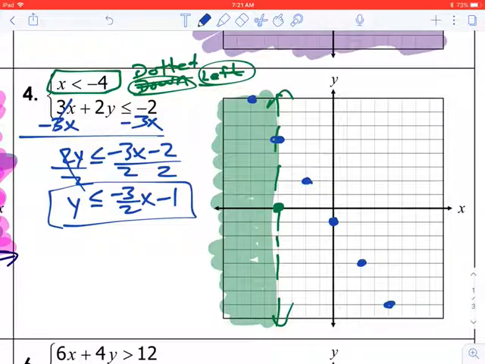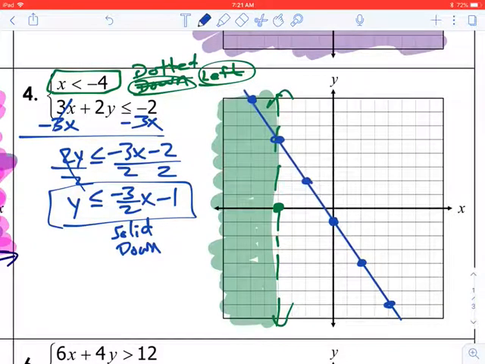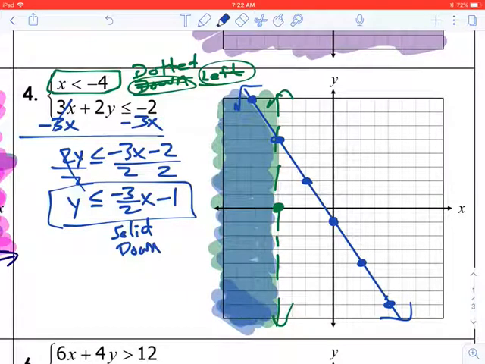And so we're going solid line, since it's underlined, and it's going down. So there we go. And I'm going to go downward from there. And so really the only part of the green that I'm not including is that top left corner there.